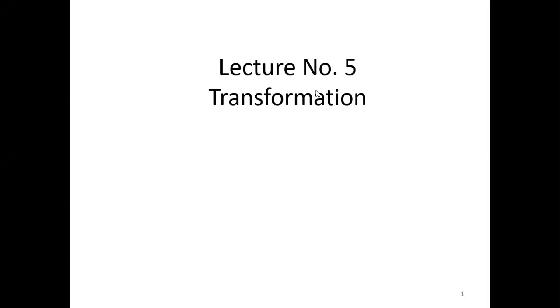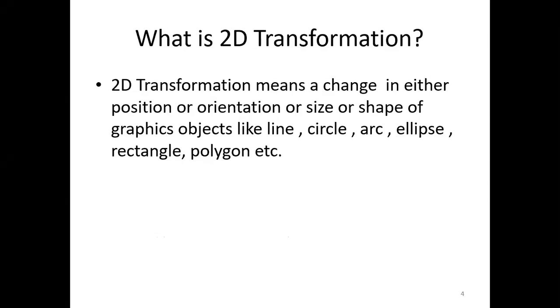So today we will cover lecture 5, transformation. So first of all, what is a 2D transformation? 2D transformation means a change in either position or orientation or size or shape of a graphics object. The object can be a line, circle, arc, ellipse, rectangle, polygon, etc.